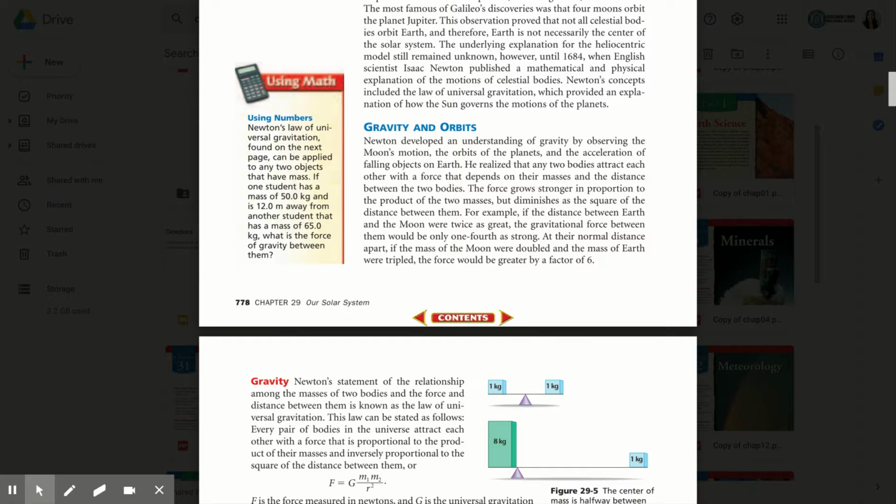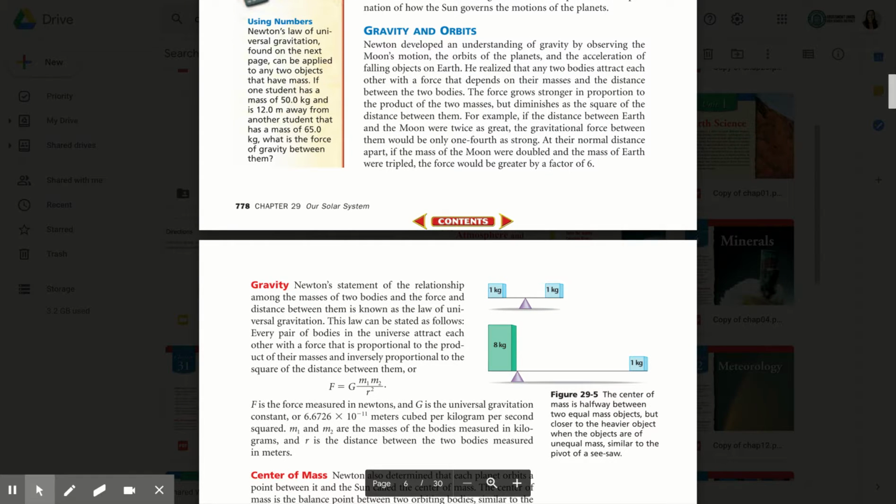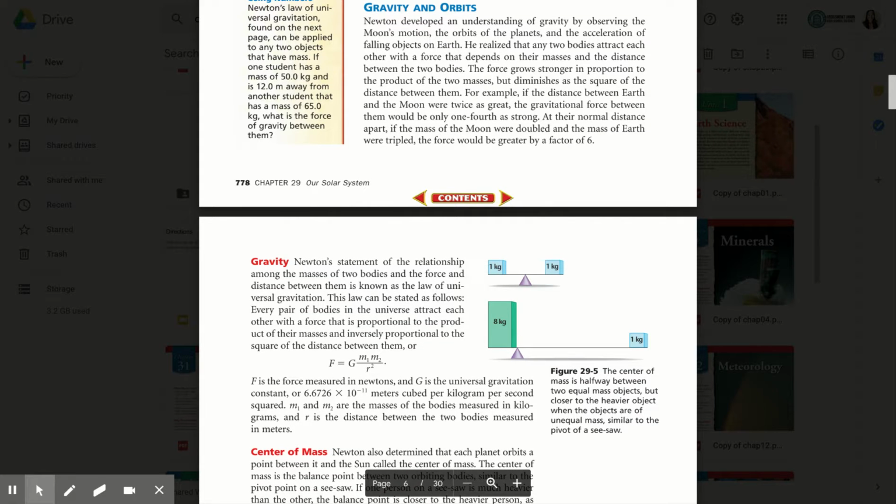Newton developed an understanding of gravity by observing the moon's motion, the orbits of the planets, and the acceleration of falling objects on Earth. He realized that any two bodies attract each other with a force that depends on their masses and the distance between the two bodies. This force grows stronger in proportion to the product of the two masses, but diminishes as the square of the distance between them. For example, if the distance between Earth and Moon were twice as great, the gravitational force between them would be only 1/4 as strong.